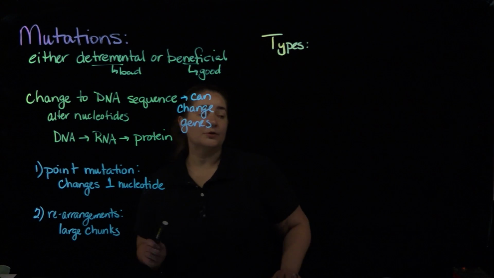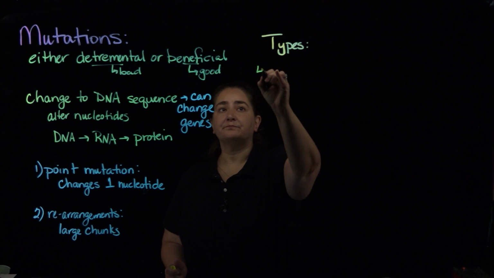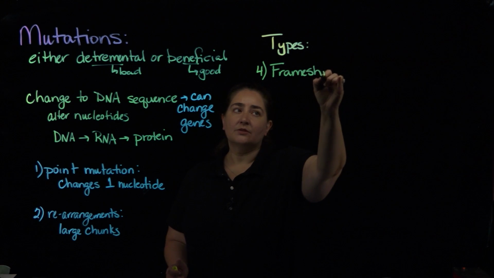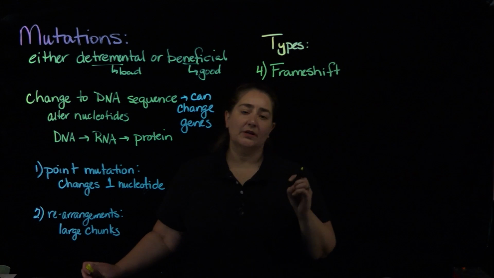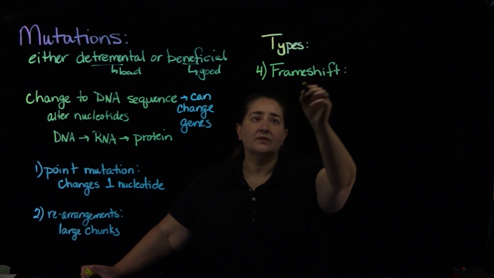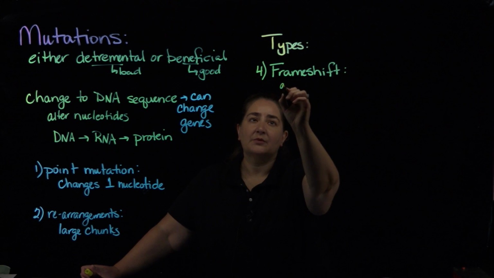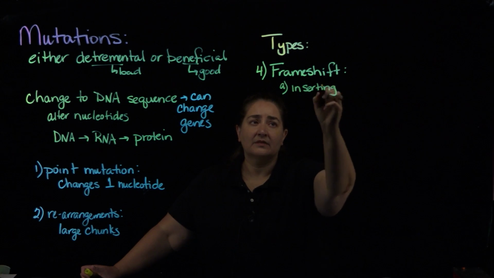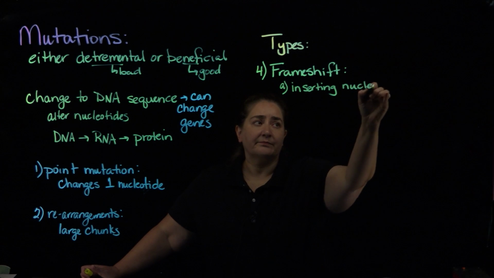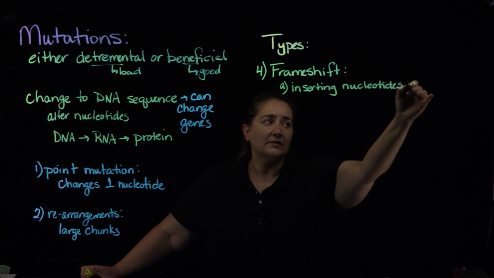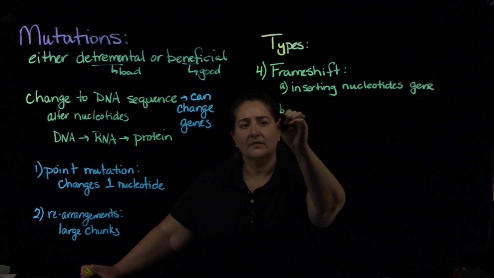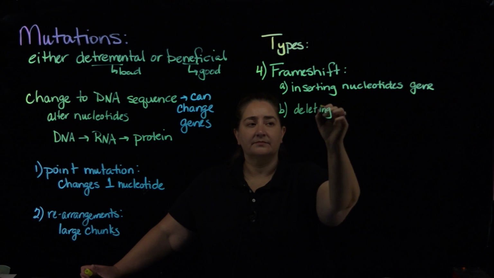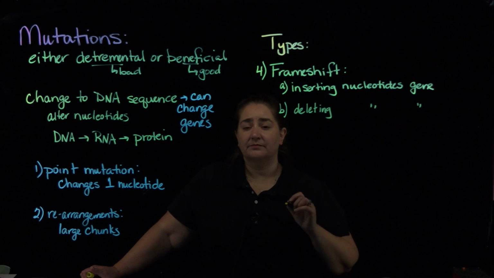All right, so we're going to continue talking about our mutations. Our last one here is going to be what's known as a frameshift. Because what happens with a frameshift mutation, you have one of two things that happens: either you are inserting nucleotides into the gene, or you are deleting nucleotides from our gene, okay?